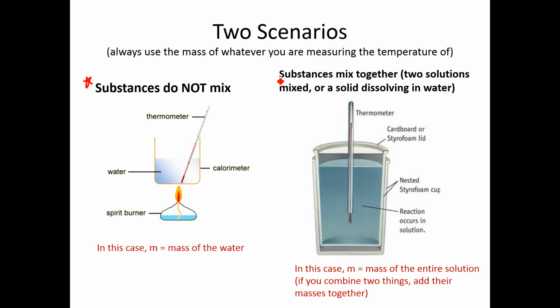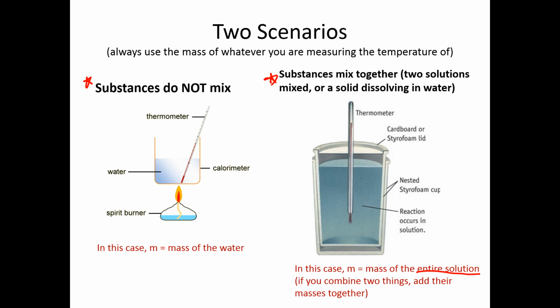What we end up doing a lot here in AP chemistry is finding the delta H of a reaction. So in this case, we're mixing two things together, like maybe combining two solutions or maybe dissolving a solid in water. And in this case, everything is getting all mixed together, and you're taking the temperature of the entire mixture. So you should be using the mass of the entire solution in this scenario.